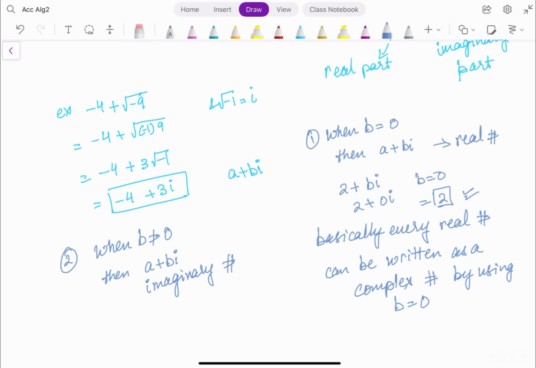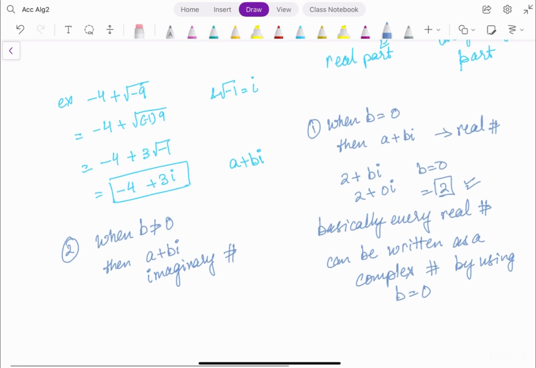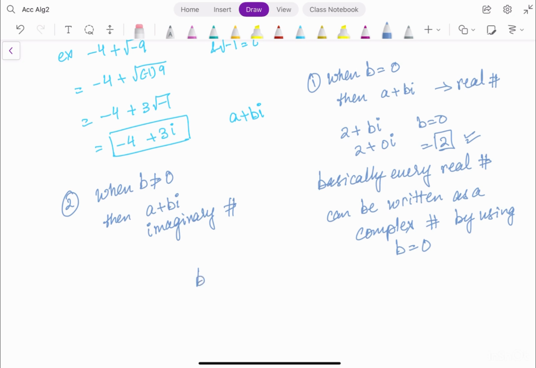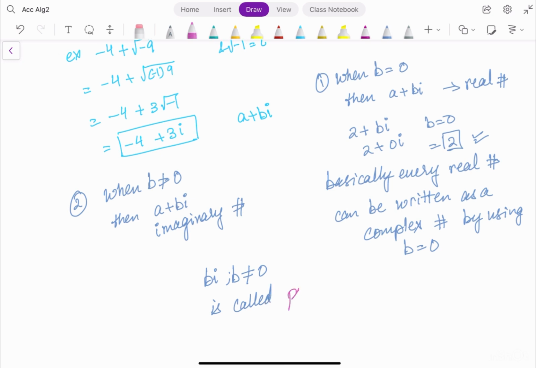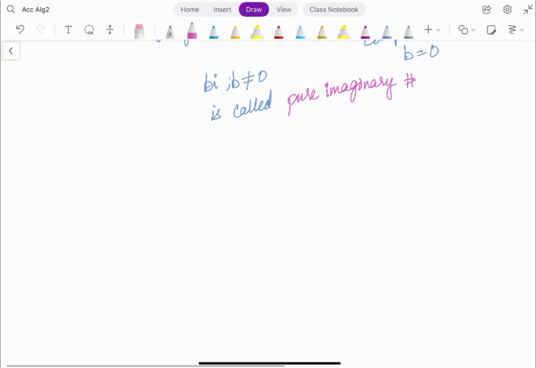Okay, let's build up on this. Now, if I write bi, provided b is not equal to 0, this is called a pure imaginary number, because there is no real number, right? So this is a pure imaginary number. If bi is standing on its own, for example 3i, 5i, without any other term, that is called a pure imaginary number, because it doesn't have any real number added or subtracted to it.